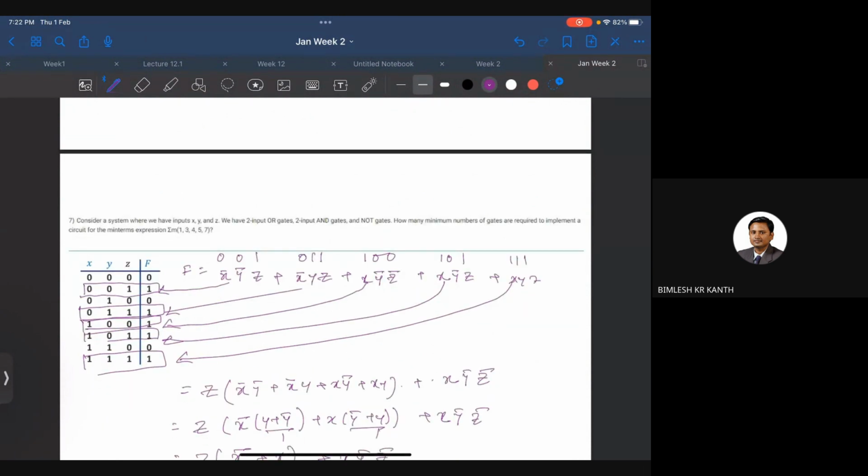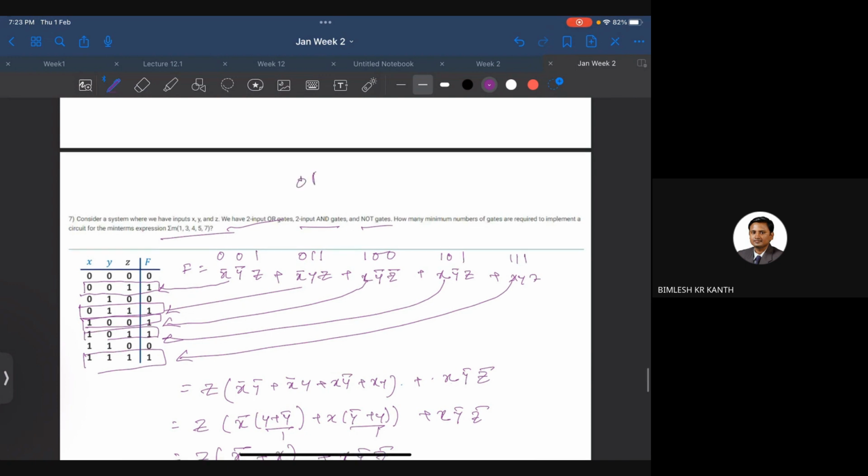Consider a system where we have inputs x, y, and z. We have two-input OR gates, two-input AND gates, and one NOT gate. How many minimum gates are required to implement the circuit for the min-term expression? The min-term expression is given as the summation of 1, 3, 4, 5, 7. You have to find the number of gates required. We have OR, AND, and NOT gates basically as a resource, so these gates are the resource given to us.